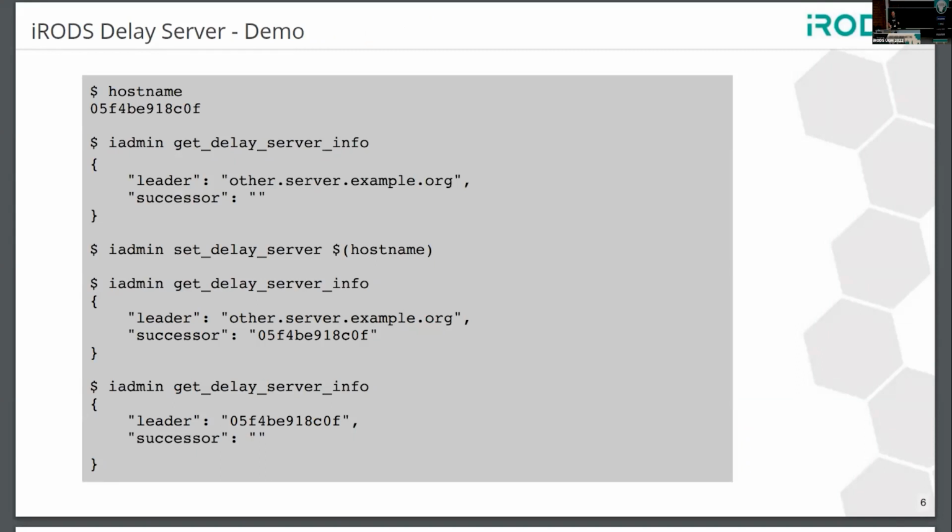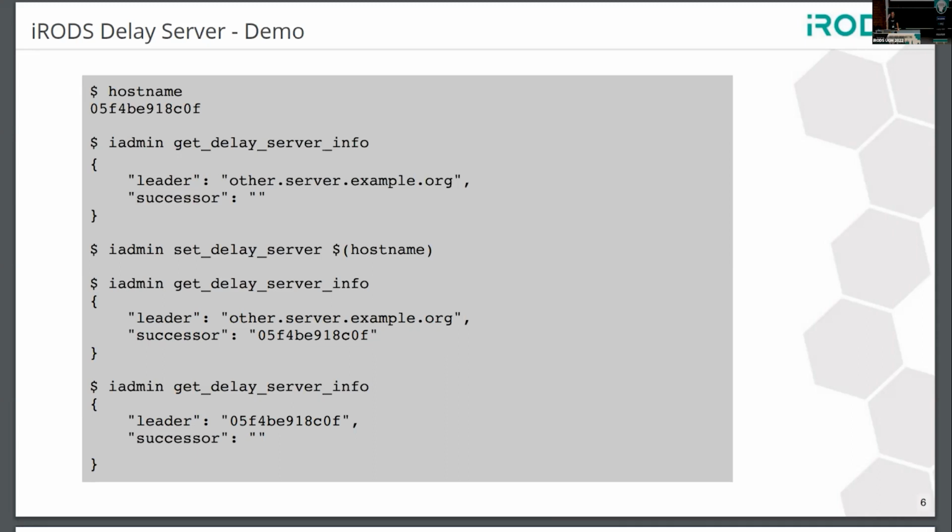This is a demo. See, I just did it. This is what holding it looks like. When you get the delay server, this is the interrogation part. Who is the delay server right now? What's the status of the delay server situation? You're going to get back leader, hostname, successor, hostname. Those just came out of the catalog. Very straightforward. It's just a JSON payload. There's one way to hold this.